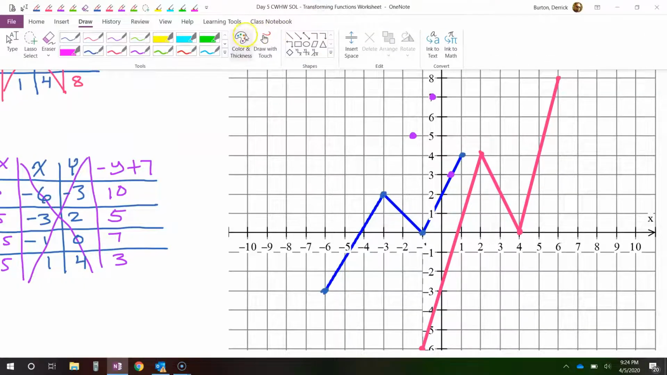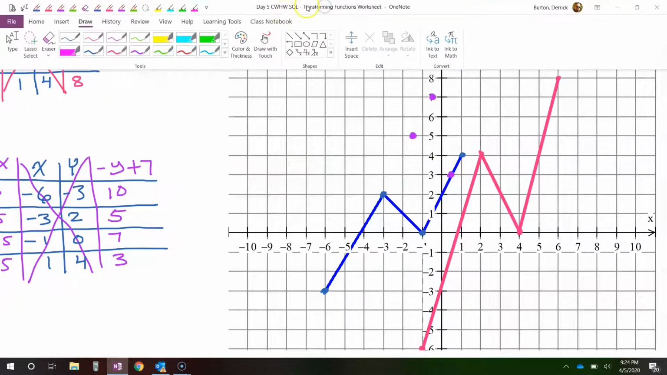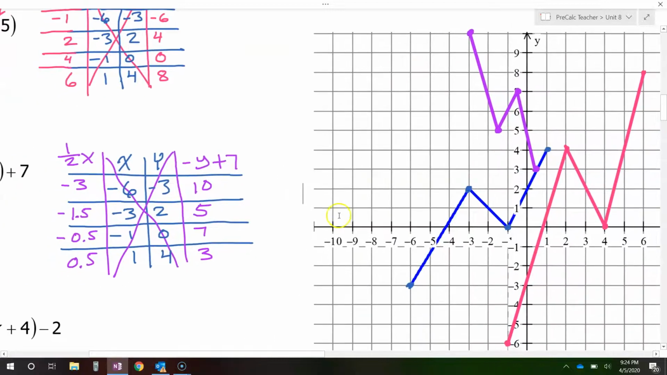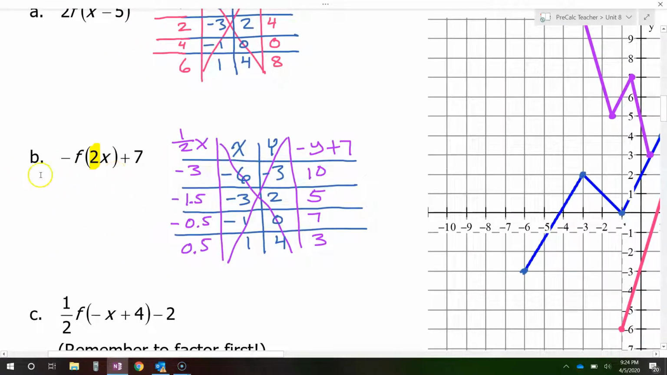All right, let's connect those dots. And there you go. All right, this purple represents the transformation for part B. Okay, let's go ahead and do the third transformation now.